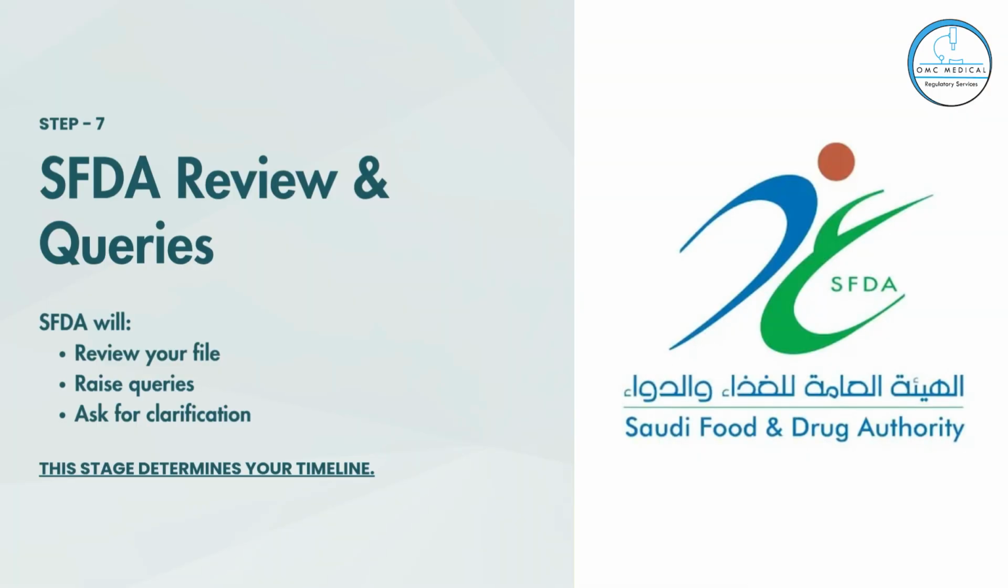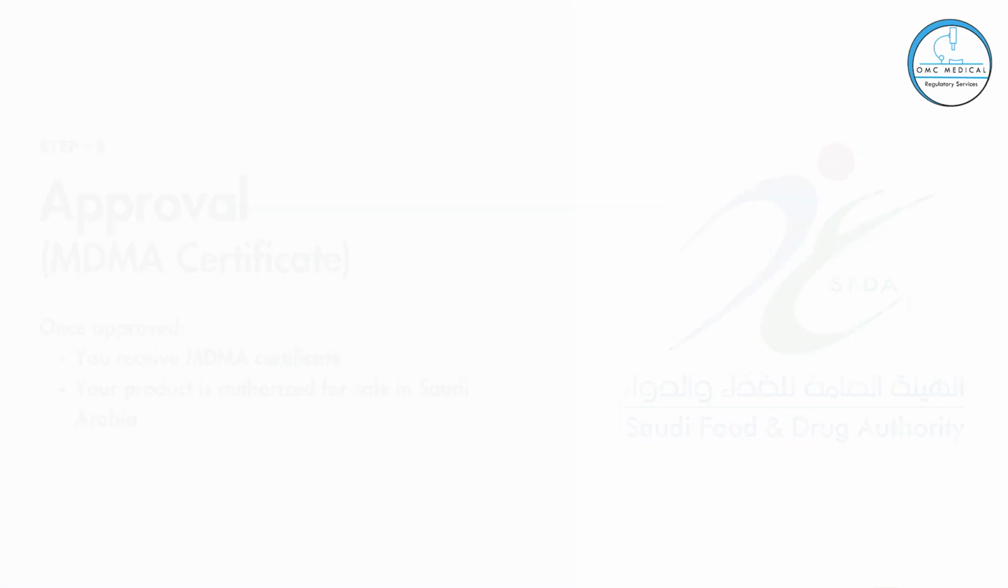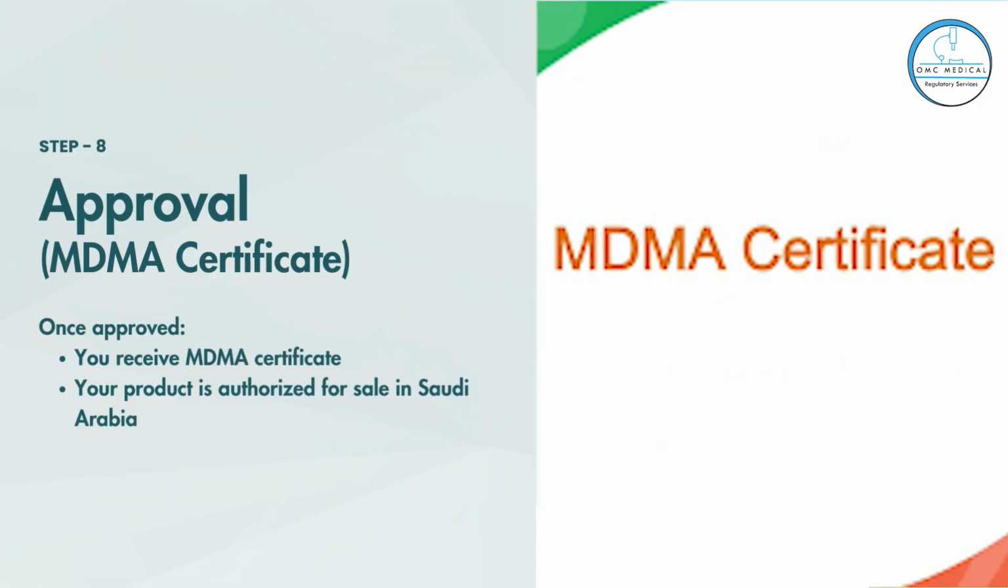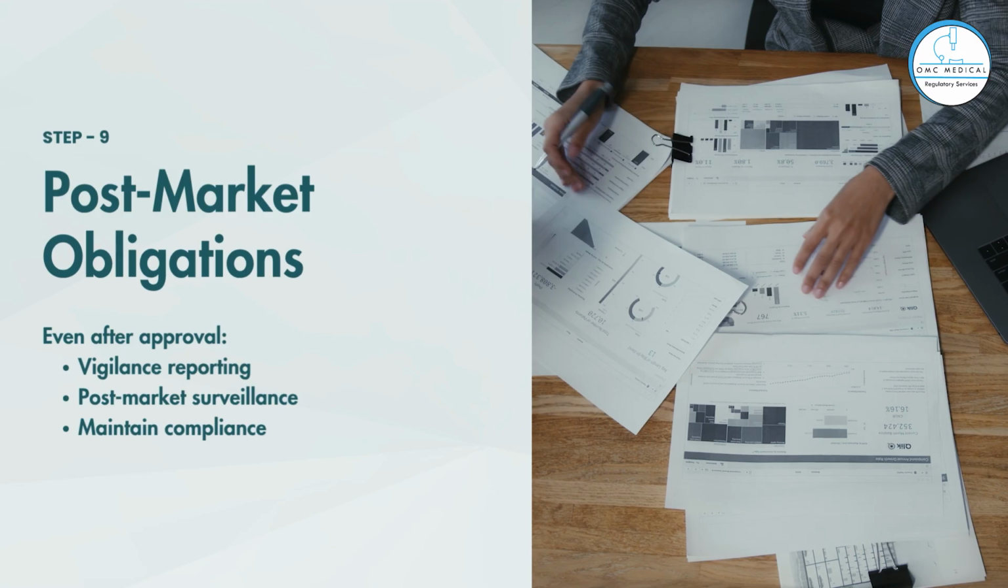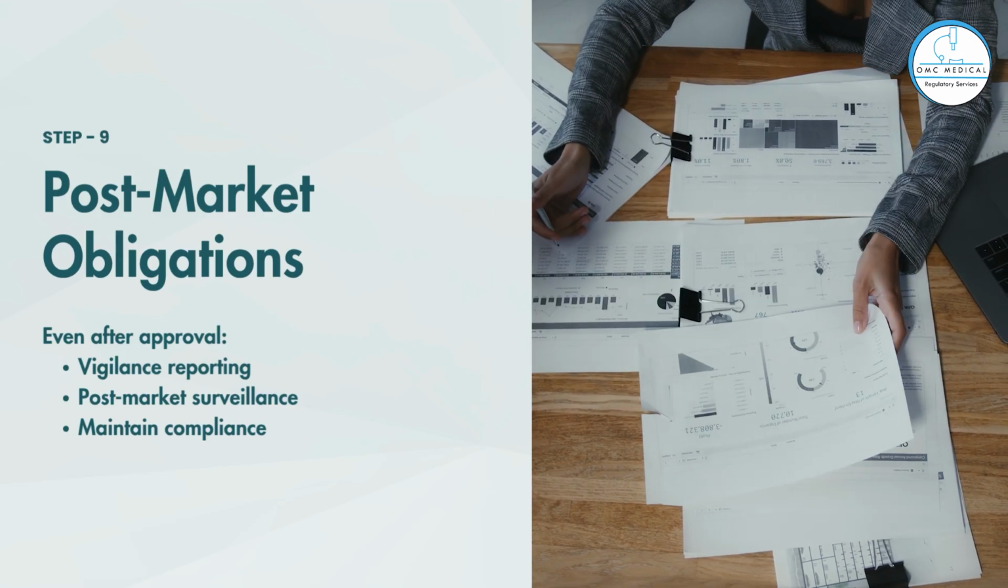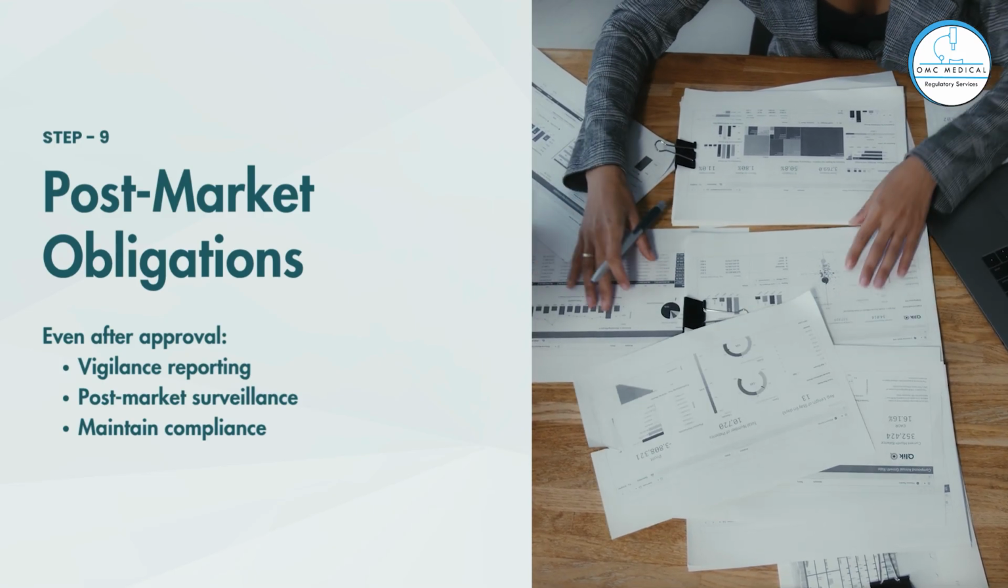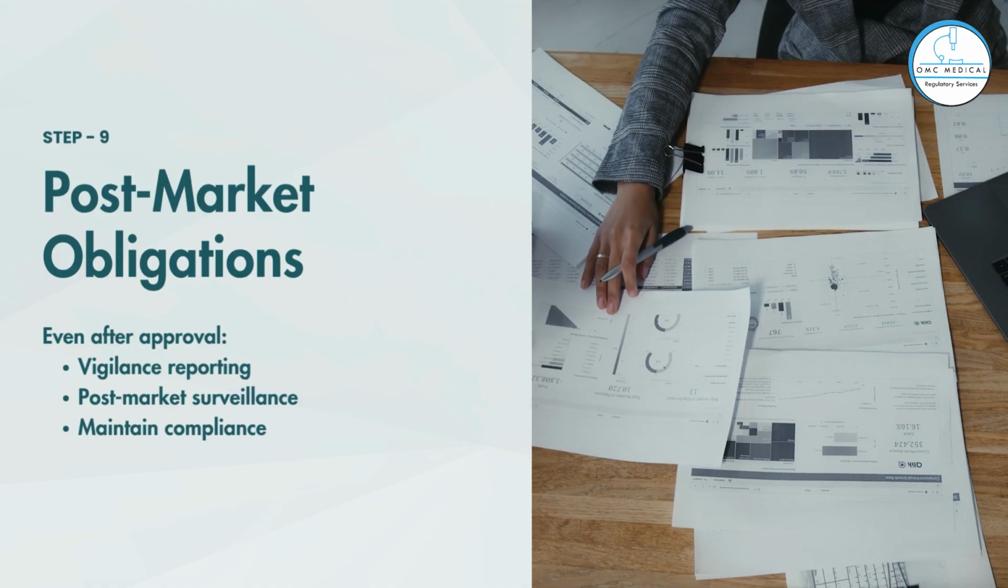Step 7. SFDA review and queries. SFDA will review your file, raise queries, and ask for clarification. This stage determines your timeline. Step 8. Approval, MDMA certificate. Once approved, you receive the MDMA certificate. Your product is authorized for sale in Saudi Arabia. Step 9. Post-market obligations. Even after approval, you need vigilance reporting, post-market surveillance, and ongoing compliance.